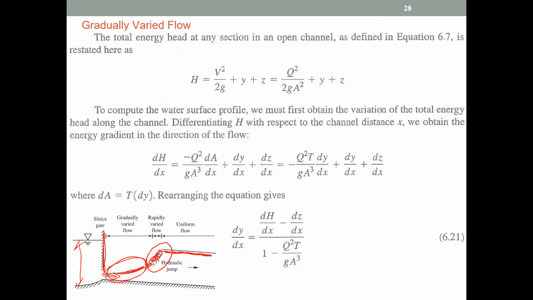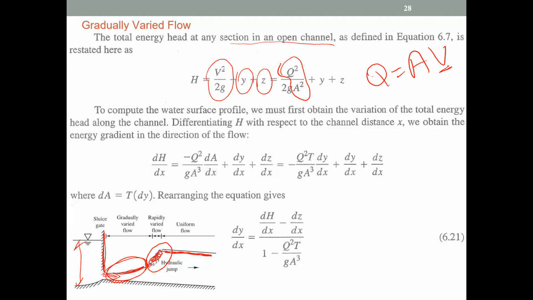All right. So to discuss it, again, we consider the total energy concept, how this energy changes. So the total energy head at any section in an open channel, we know that we can write it in terms of the velocity head, water depth, and the elevation head, right? Now this V, we know that Q is equal to AV, right? So the V we can write in terms of the Q and the cross-section area, right?